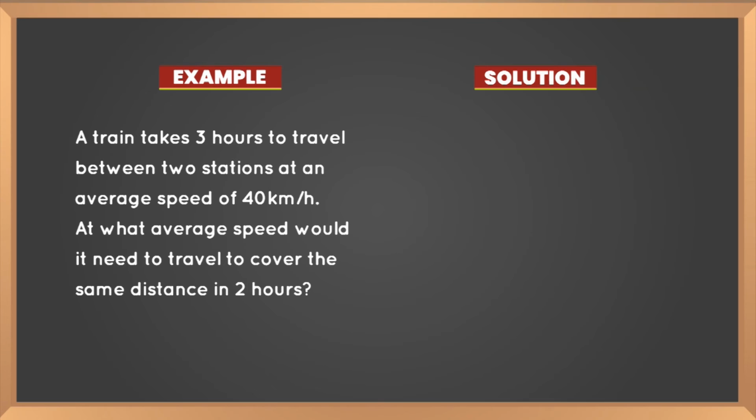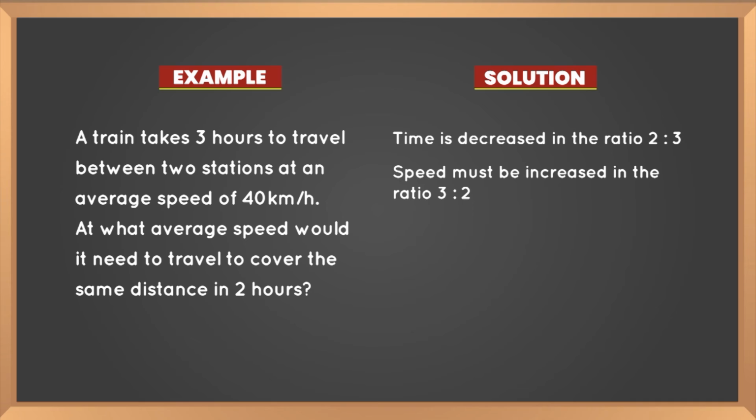The solution: the time is decreased in the ratio 2 is to 3. Speed must be increased in the ratio 3 is to 2. The average speed is 40 times 3 divided by 2 to give you 60 kilometers per hour.